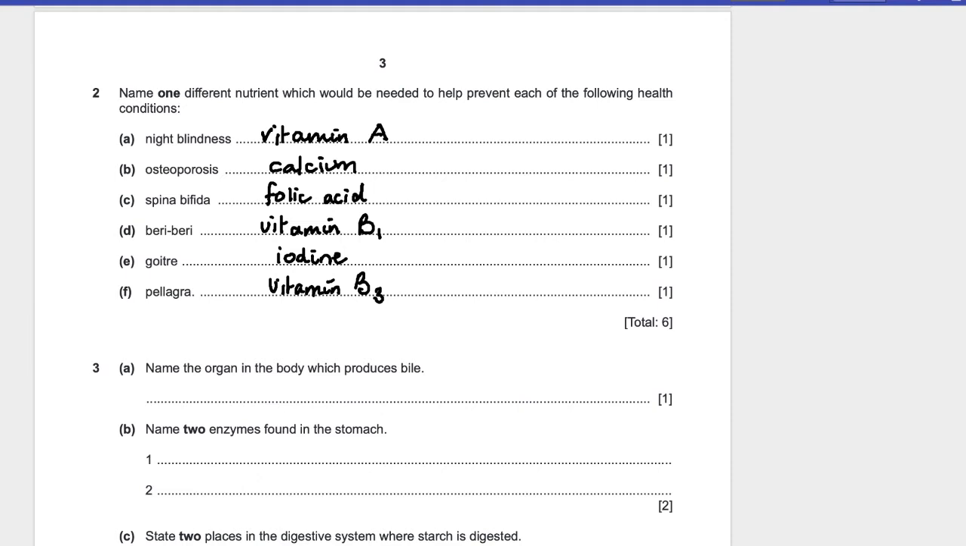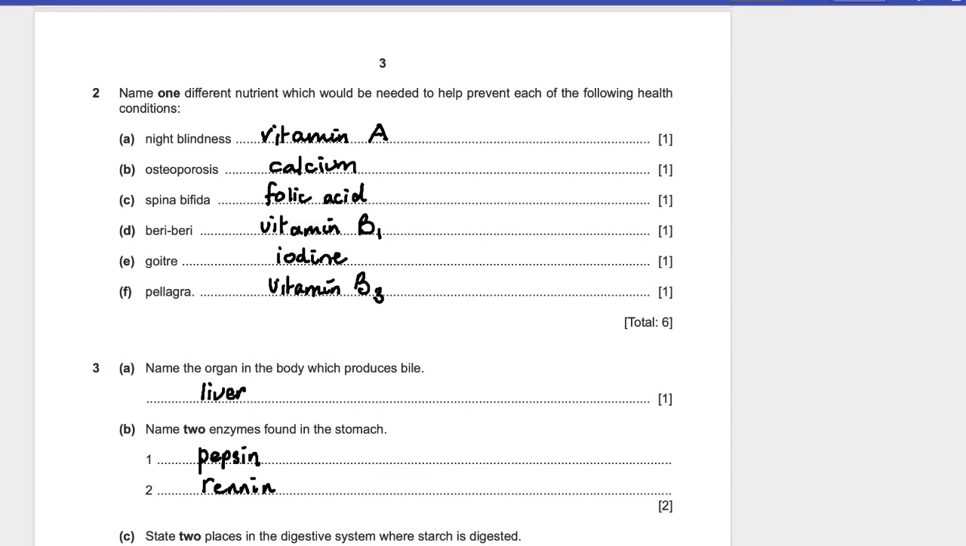3A. Name the organ in the body which produces bile. The liver. Name 2 enzymes found in the stomach. Pepsin and renin.